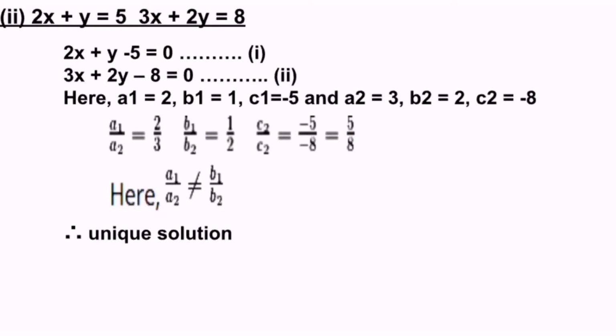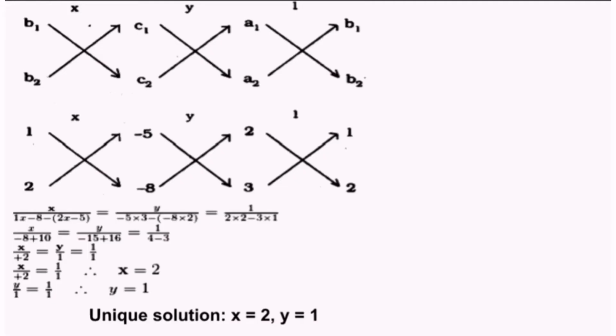In here, when we have put the values in such a way, we have found that a1 by a2 is not equal to b1 by b2, which means that we have a unique solution in here. So yes, we are going to find this by cross multiplication. Cross multiplication is done in such a way.